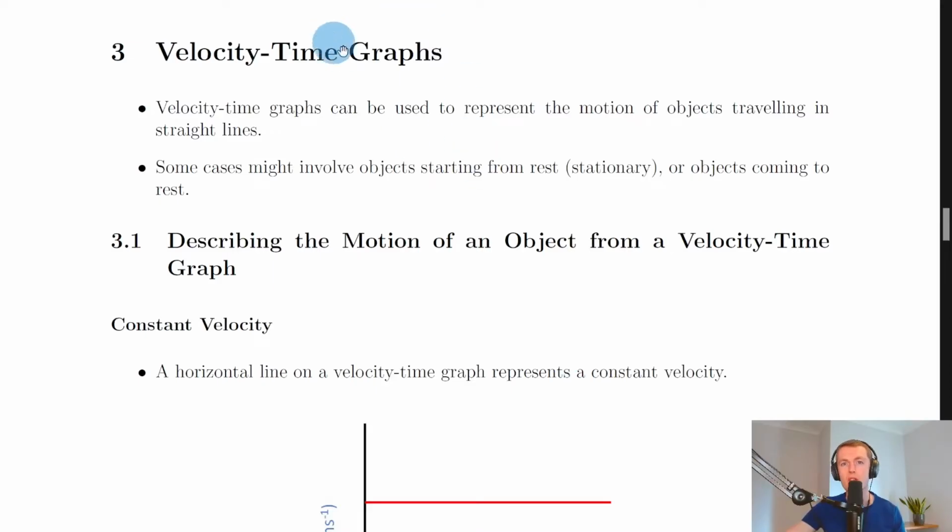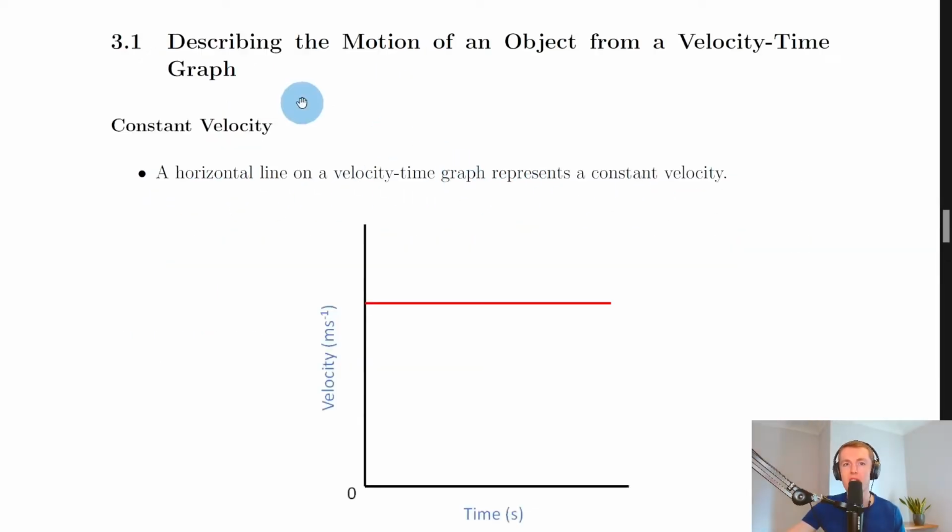So to kick off velocity time graphs, it says here that velocity time graphs can be used to represent the motion of objects travelling in straight lines. Some cases might involve objects starting from rest, i.e. stationary, or objects coming to rest. And we're going to look at how to describe the motion of an object from a velocity time graph based on lots of different cases.